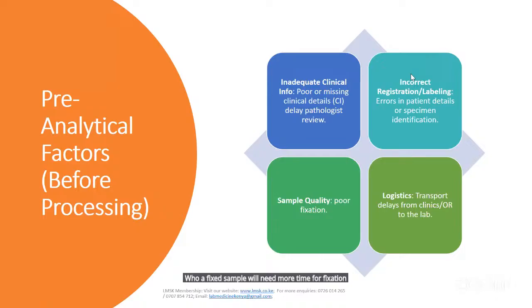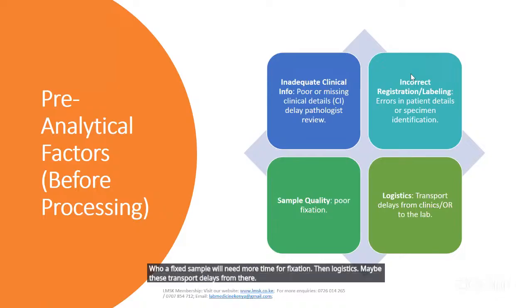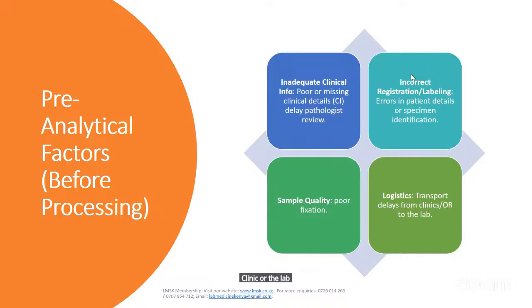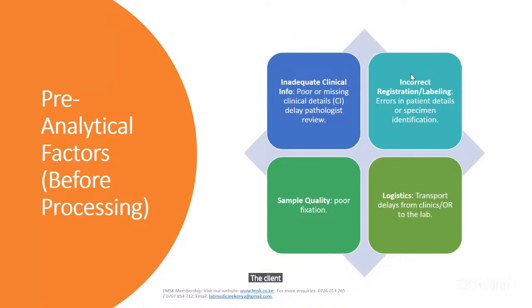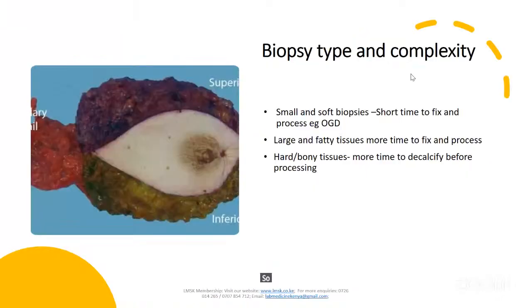Then logistics, maybe transport delays from the clinic or theater to the lab. The sample has been taken today, and instead of being delivered, it has been forgotten in theater. It takes another 2-3 days in theater before coming to the lab. The client in the ward knows that my sample was taken and I was told that TAT is going to be 10 days. You see, the delay has already affected the TAT, because when the sample comes to the lab it is already 3-4 days late. So that also affects our TAT.